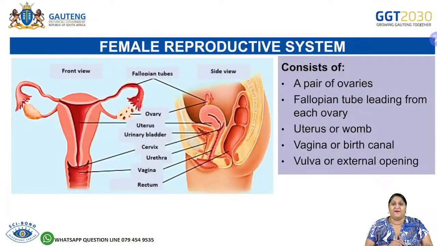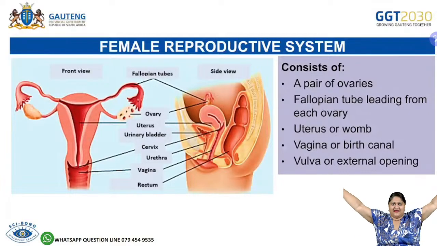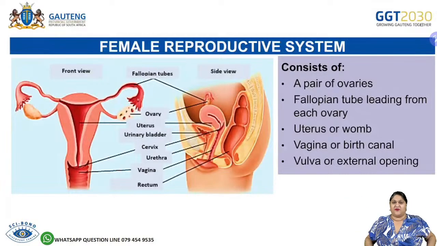Okay, so that's all for the male reproductive system. Now we move on to the female reproductive system. Once again, front view, side view. The front view looks like a little lampshade. Okay, it looks like a lampshade. Let's go through the diagrams first before I show you the lampshade thing.